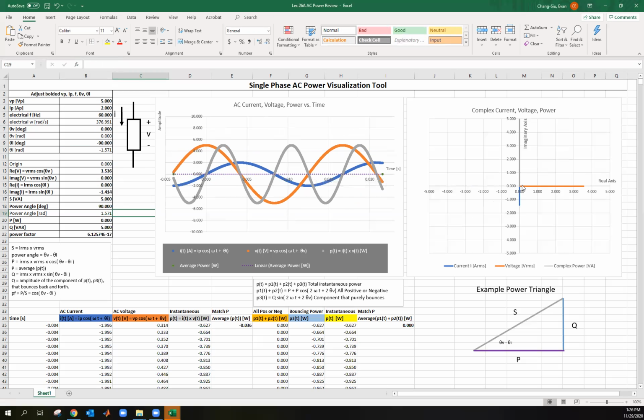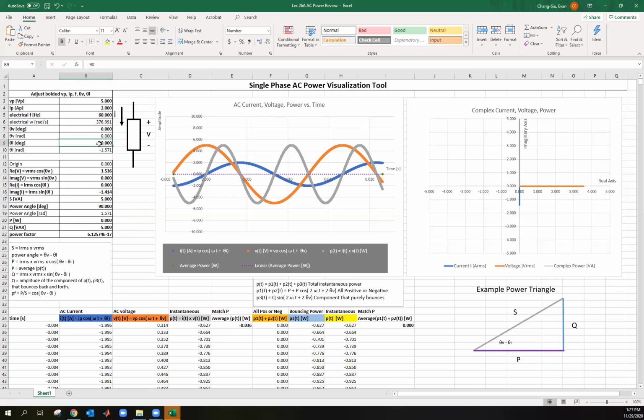Notice the power. The complex power is pointed straight up. It's all complex, no real part. The P part here is 0. And therefore, what's going to happen? Well, you have no average power transfer. And look at this dashed line. It's 0. You can see the average of the instantaneous power is nearly 0, and the P here is 0.